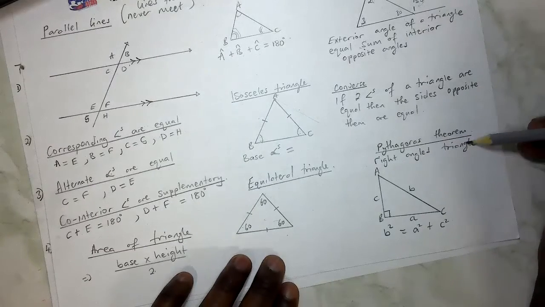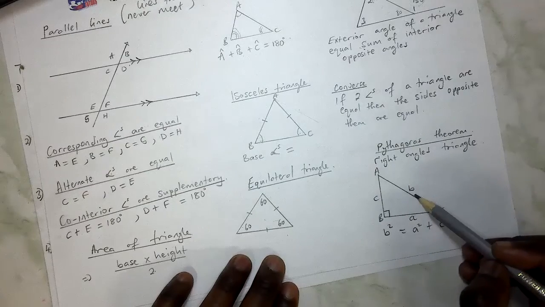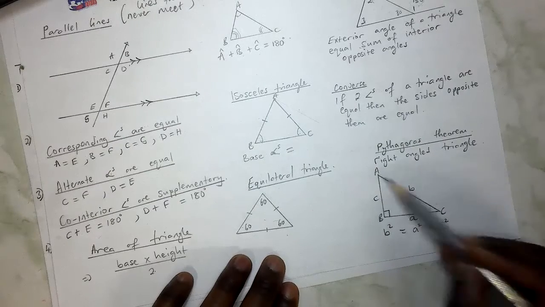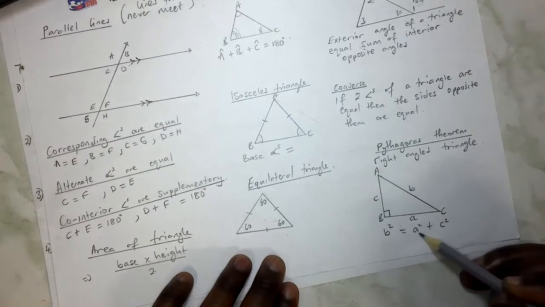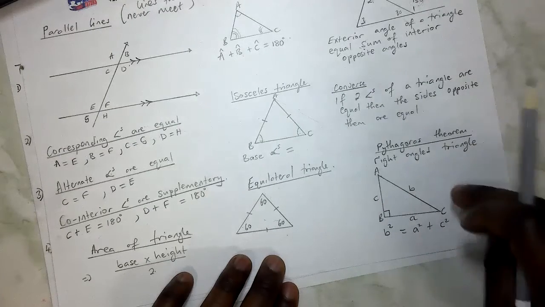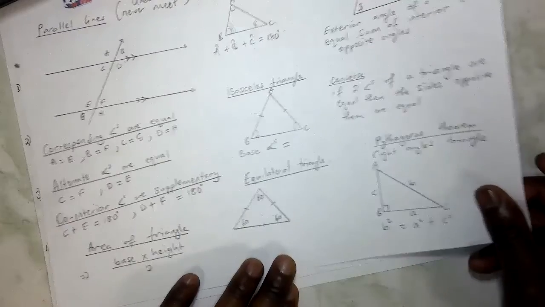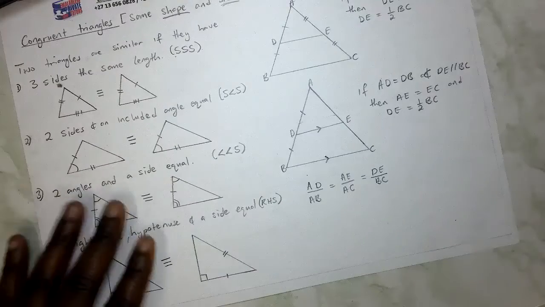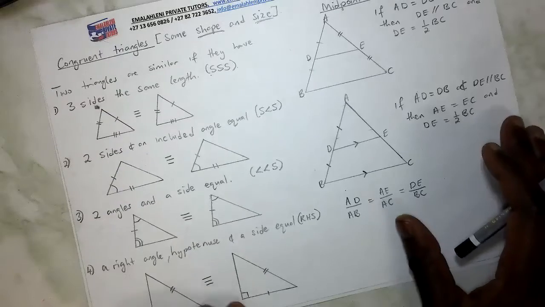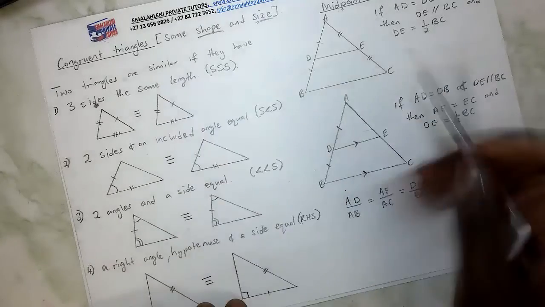Then Pythagoras theorem. We know that if we have a right angle triangle, this must apply: b squared, the size of our hypotenuse, should be equal to a squared plus c squared. So it must satisfy this condition if it's a right angle triangle. Okay, let's move on to congruency.